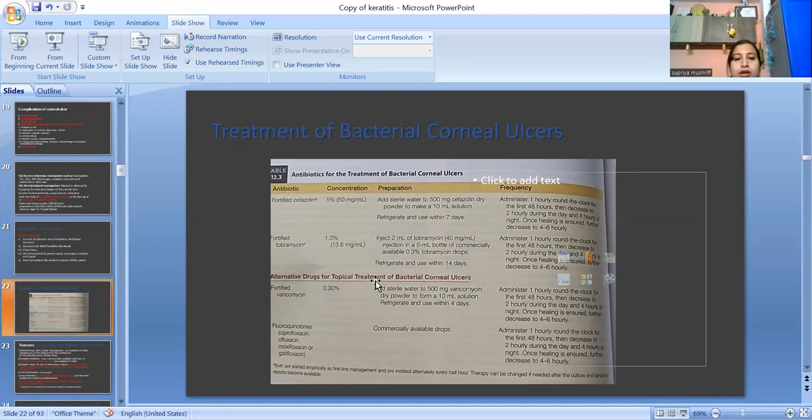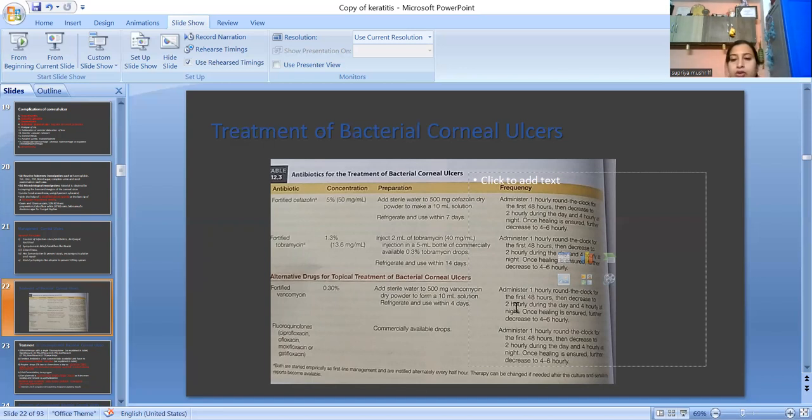Alternative drugs for topical treatment of bacterial corneal ulcer are fortified vancomycin and fluoroquinolones. Fortified vancomycin comes in 0.3% concentration, which is made by adding sterile water to 500 mg of vancomycin dry powder to form a 10 ml solution; refrigerate and use within 4 days. Administer 1 hourly round the clock for the first 48 hours, then decrease to 2 hourly during the day and 4 hourly at night. Once healing is ensured, further decrease to 4 to 6 hourly.